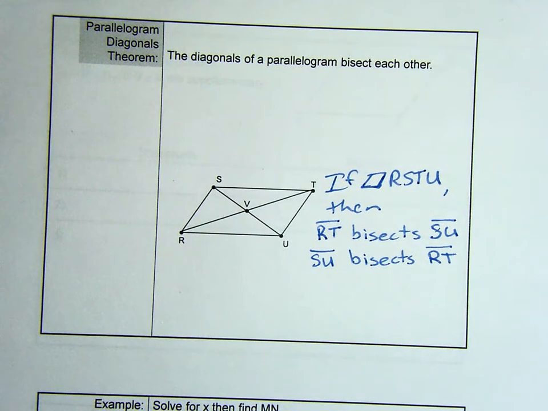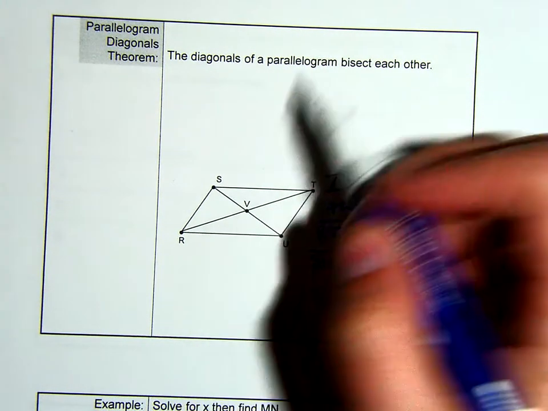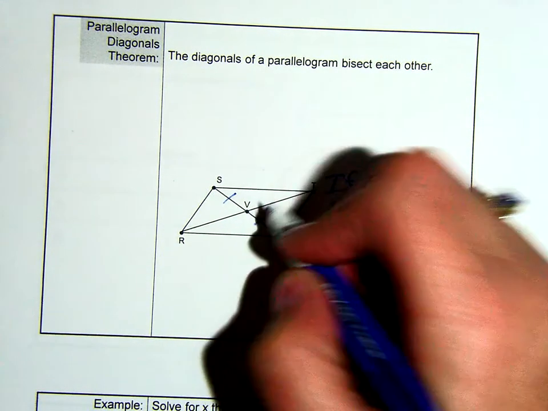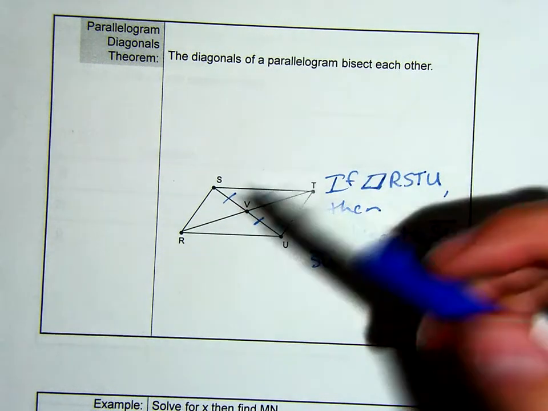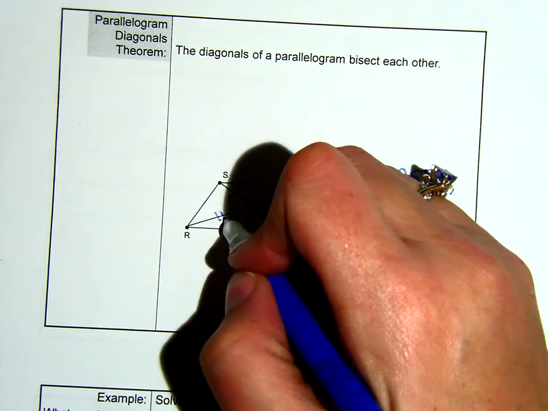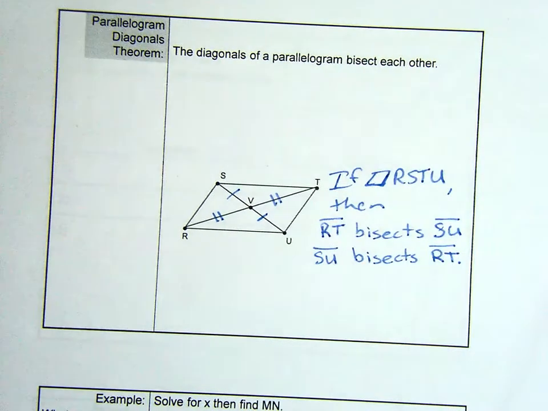And bisect means cut in half. So we could go ahead and put marks on our picture to show that. So if RT bisects SU, that means SV and VU are congruent. And if SU bisects RT, that means RV and VT are congruent.